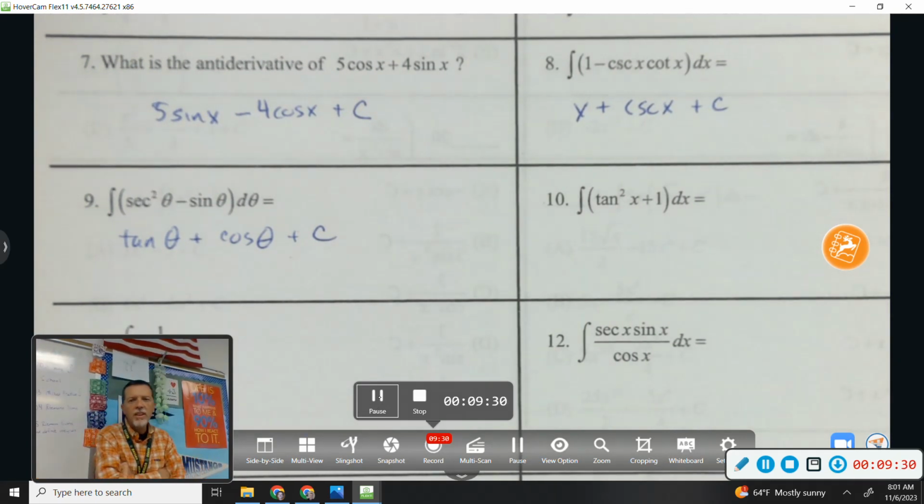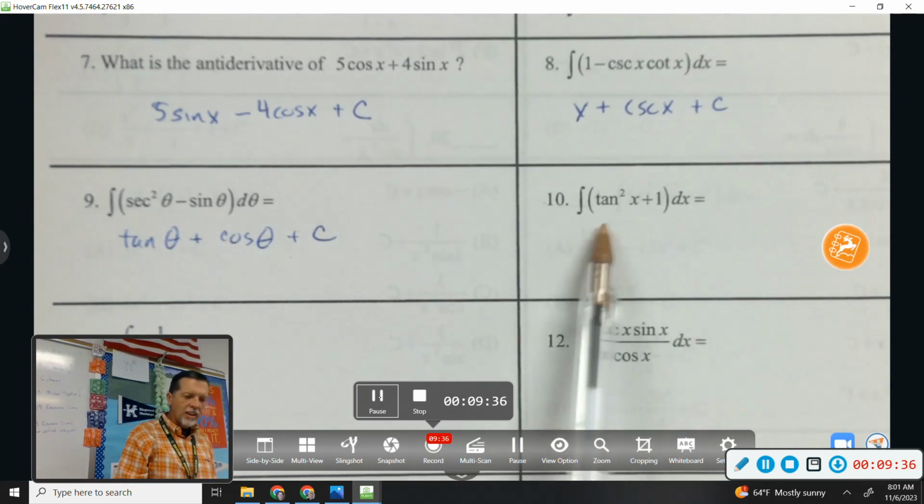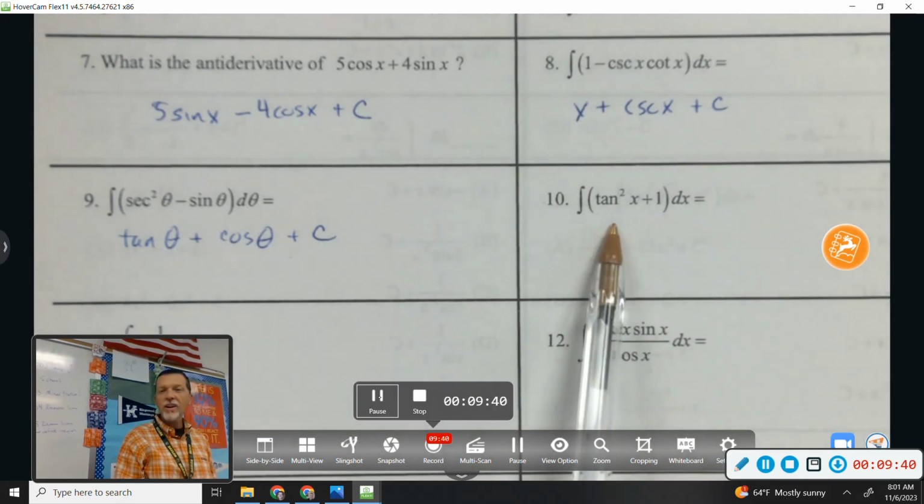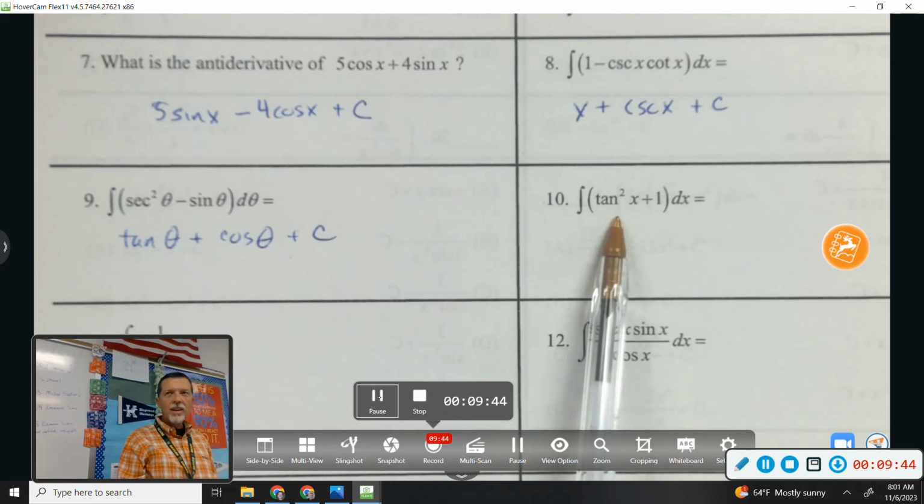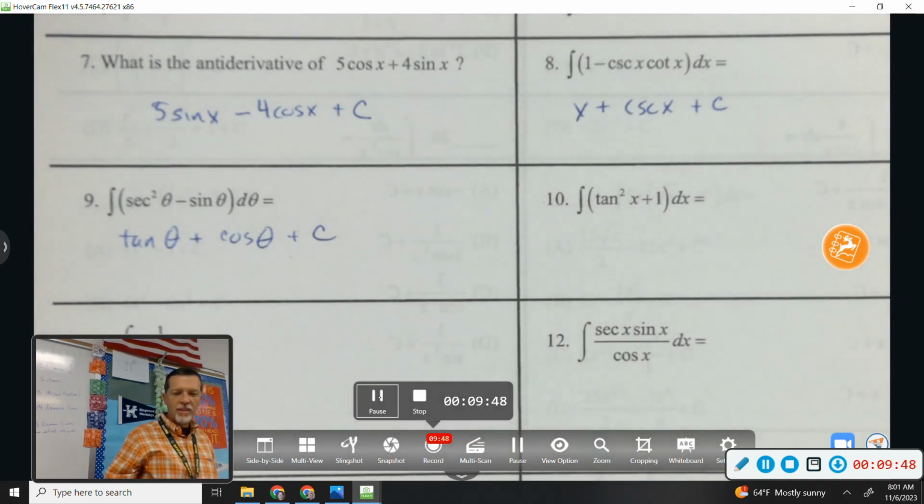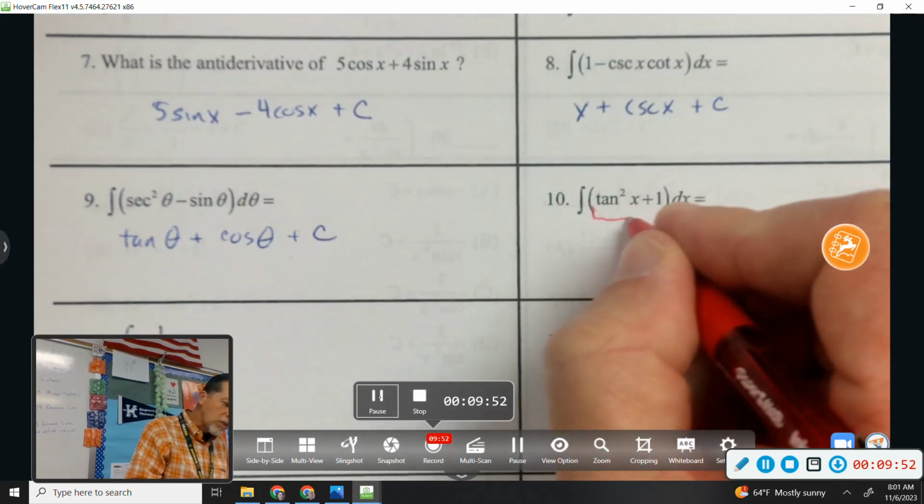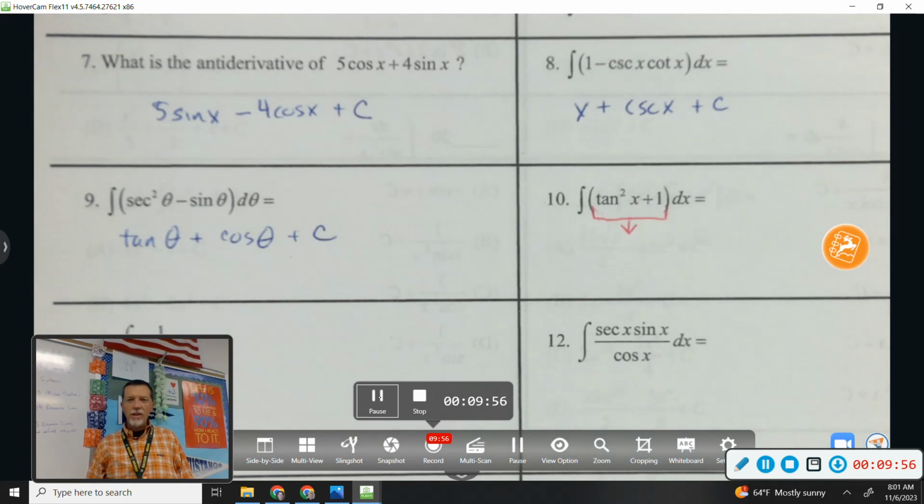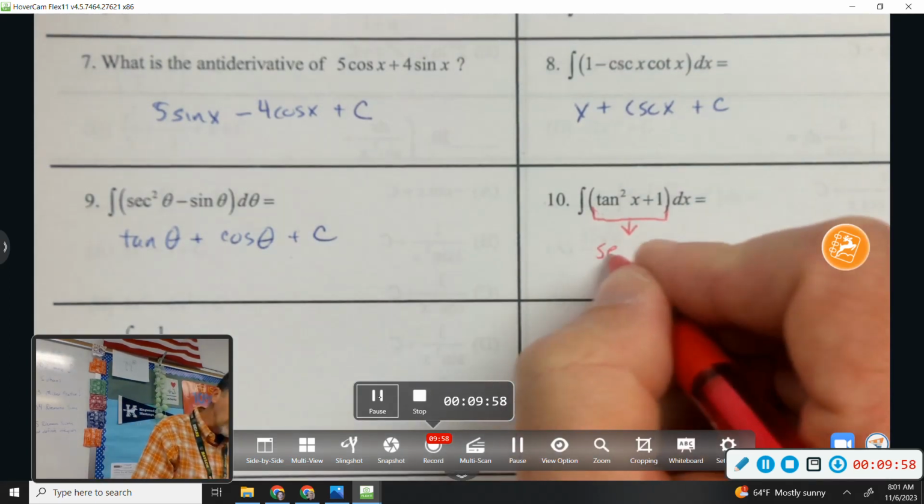Number 10, though, is a little bit different because if you think of it as 7, 8, and 9, you're like, okay, the antiderivative of 1 is x, that's easy. The antiderivative of tangent squared, that's not one of the ones that we know. So I'm kind of stuck unless you realize something that's going on here. What is tangent squared plus 1? Secant squared. That was one of the identities that we reviewed earlier.